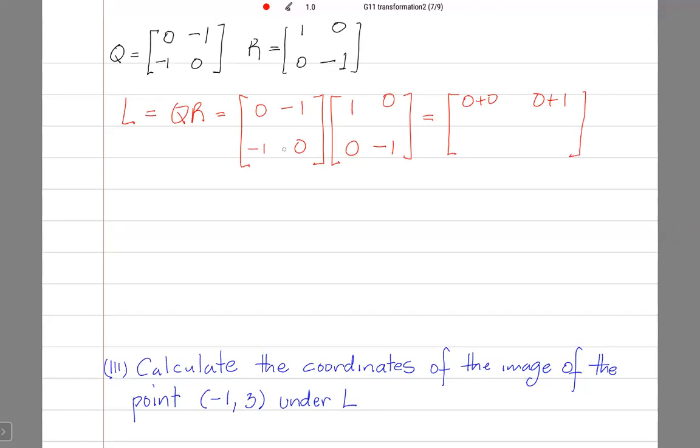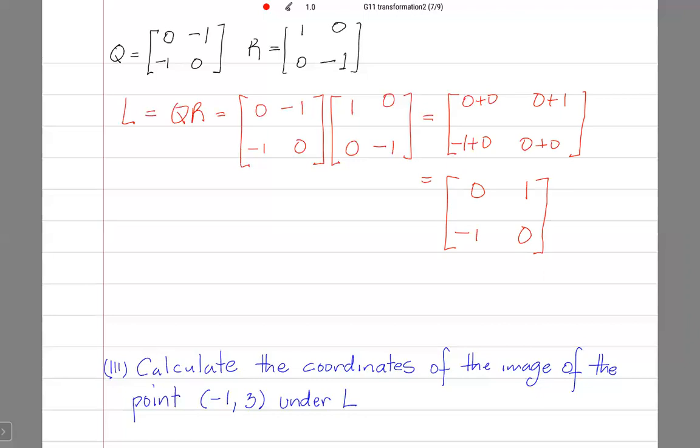Now I'm going to go down to the bottom row, left column. -1 times 1 is -1. 0 times 0 is 0. Bottom row, right column, -1 times 0 is 0, and 0 times -1 is also 0. So the matrix L is the matrix 0, 1, -1, 0. All right. So that is the matrix L.